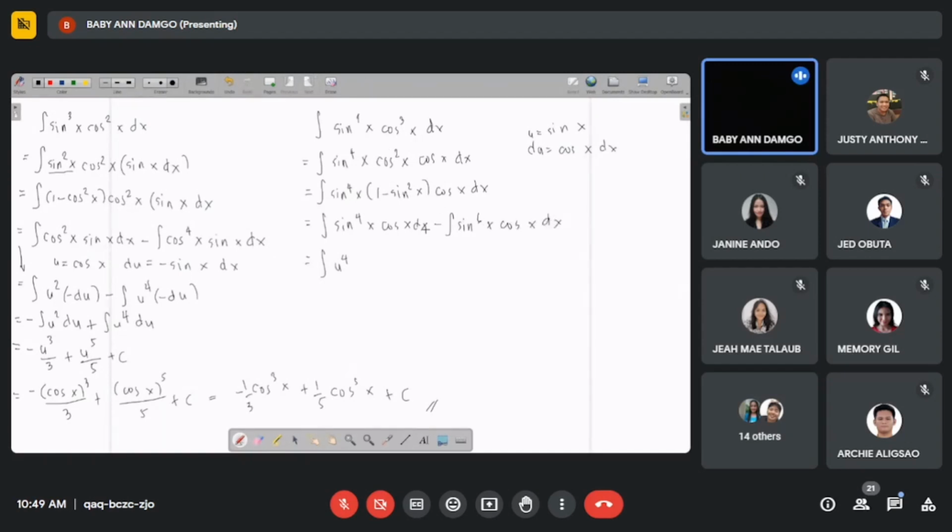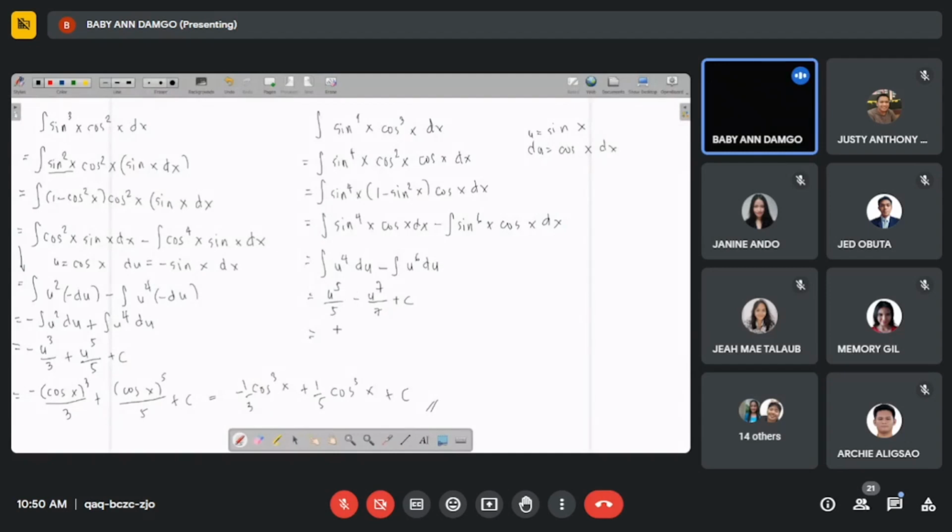Okay? So, cosine x dx is du, and then minus integration of u to the 6, and then cosine x dx is du. Okay, so apply the power rule for integration. So we have u to the fifth over 5 minus u to the 7th over 7 plus c. And then substitute the value of u.